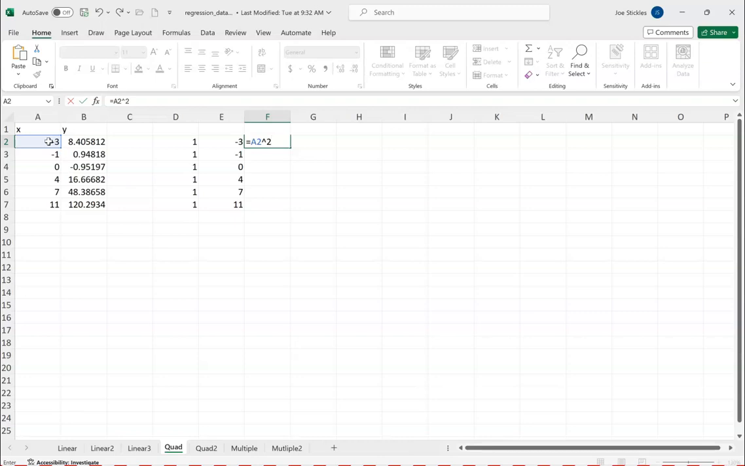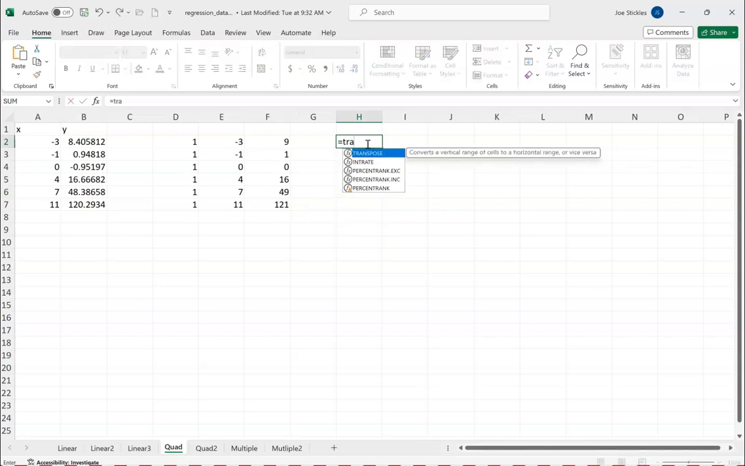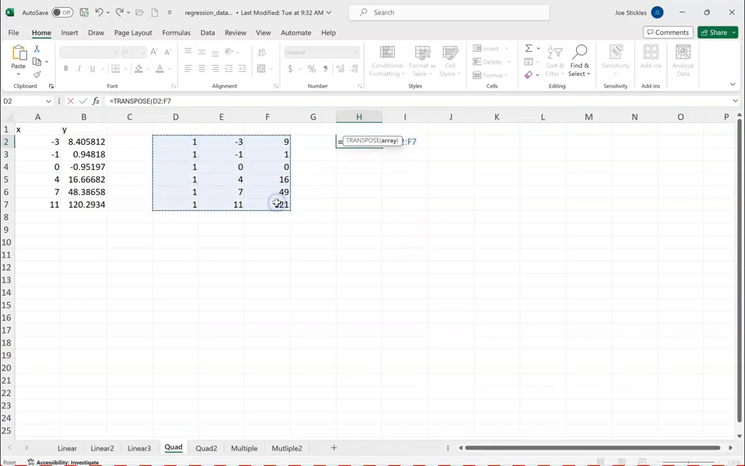When we did the linear model, we just had those 2 columns, correct? So for the quadratic model, those 2 are exactly the same as in your linear model. This one we just have to square. So square, pull down. Great. So again, this is your X matrix here. What do we want to do with that X matrix? Transpose. Remember, the command for that is just transpose. There's the matrix I want to transpose.